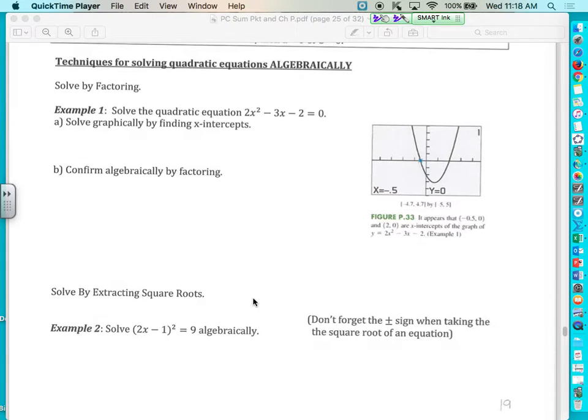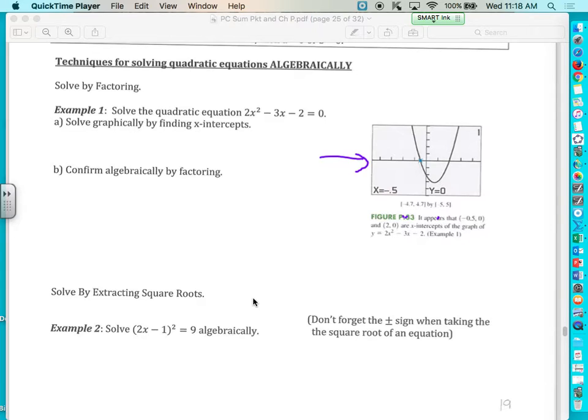Your graph is going to look like this over here, and we're looking to see where it crosses the x-axis. You can change your window, or you can see what they have for their window here. You can find the zeros using the second key and the calculate key on your calculator and come up with those zeros.